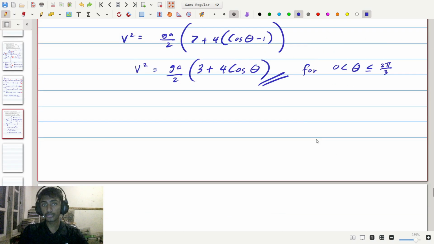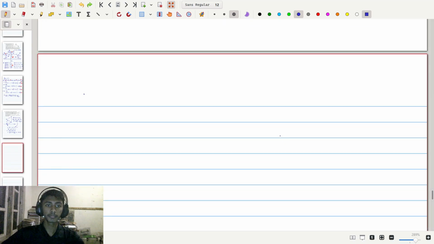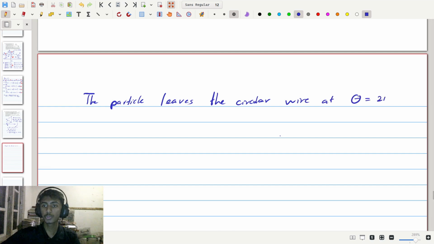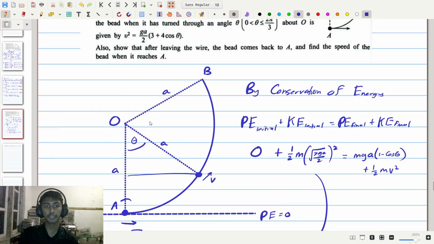So for this I'm going to say that the particle leaves the circular wire at theta equals 2 pi by 3, since that's the last angle that we can have and still be on the circular wire, since after that point when this angle becomes 2 pi by 3, then we're going to leave the wire. So if I mark that down, the angle is 2 pi by 3, meaning after that point the bead is no longer going to be on the wire.